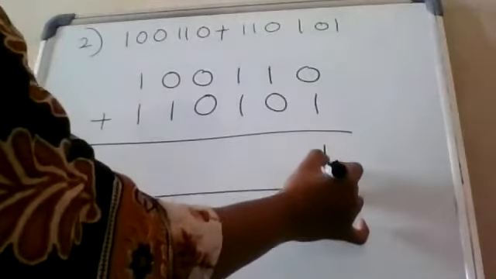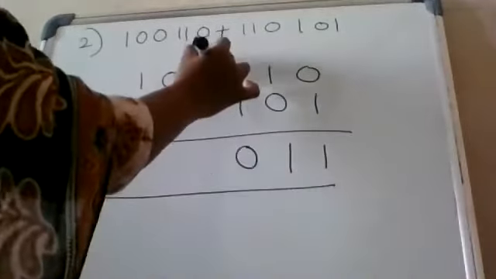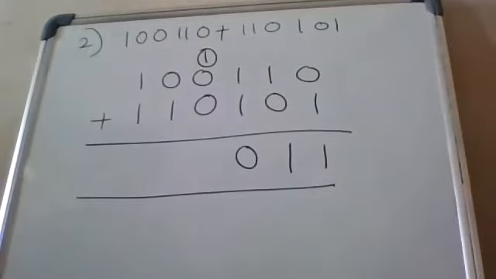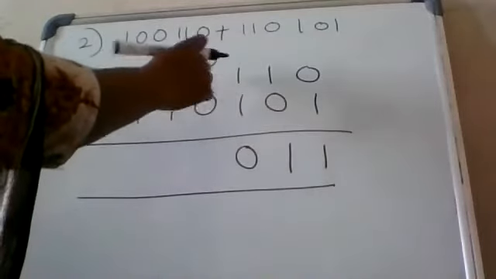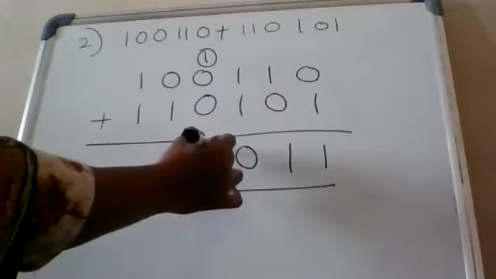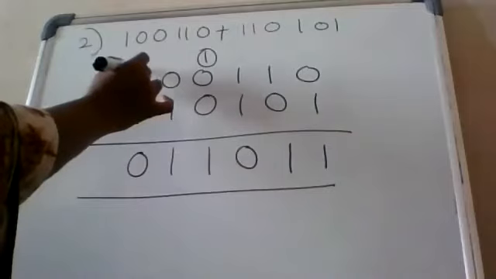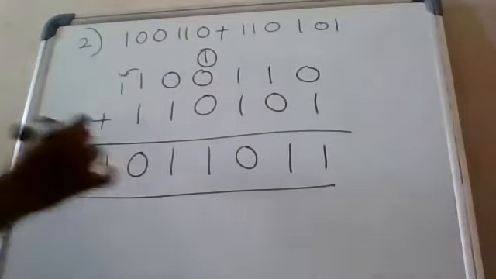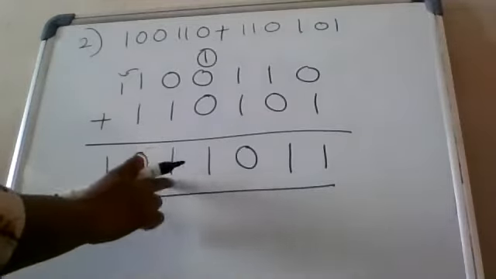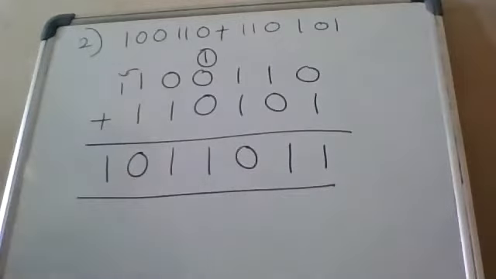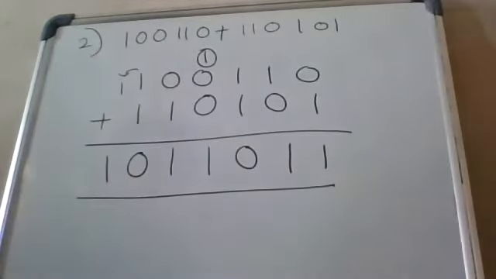0 plus 1, 1. 1 plus 0, 1. 1 plus 1, here 0, and 1 is carry. 1 plus 0, 1, and again 1 plus 0, 1. 0 plus 1, 1. 1 plus 1, here 0, and 1 is carry. This we can write here. What is the answer? 1, 0, 1, 1, 0, 1, 1. So this is the answer.